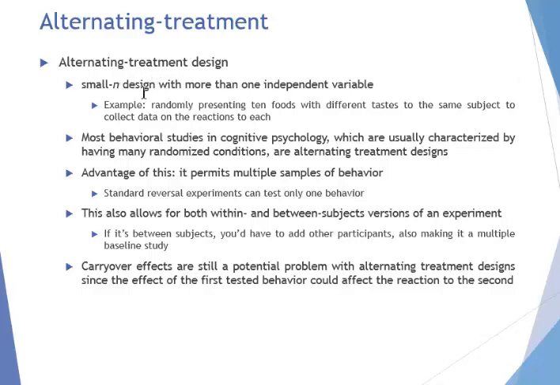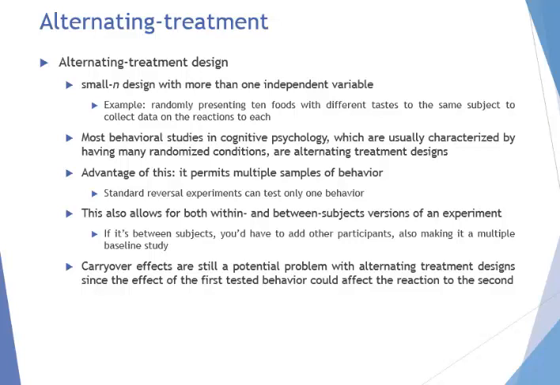Basically, you have the small n design with more than one independent variable, like randomly presenting 10 foods with different tastes to the same subject to collect data on the reactions to each of those foods. Here, what you're doing is you're alternating the independent variable. You want to see the person's reaction. So first, you give the person something with sugar, and then you give the person spinach, and then you give the person different things. And each time you're testing the person's reaction. This is an alternating treatment.